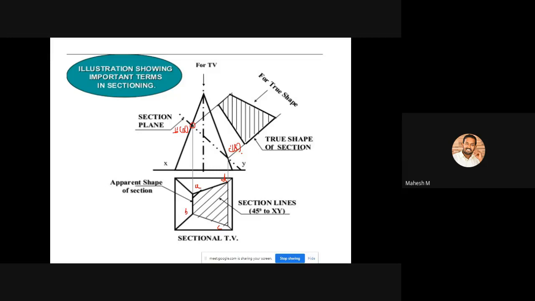And also, at the end of your problem, you may note down that you have to create a sectional top view, and also you have to create the true shape of your diagram. Okay, so what is meant by true shape? What is the meaning of true shape first?